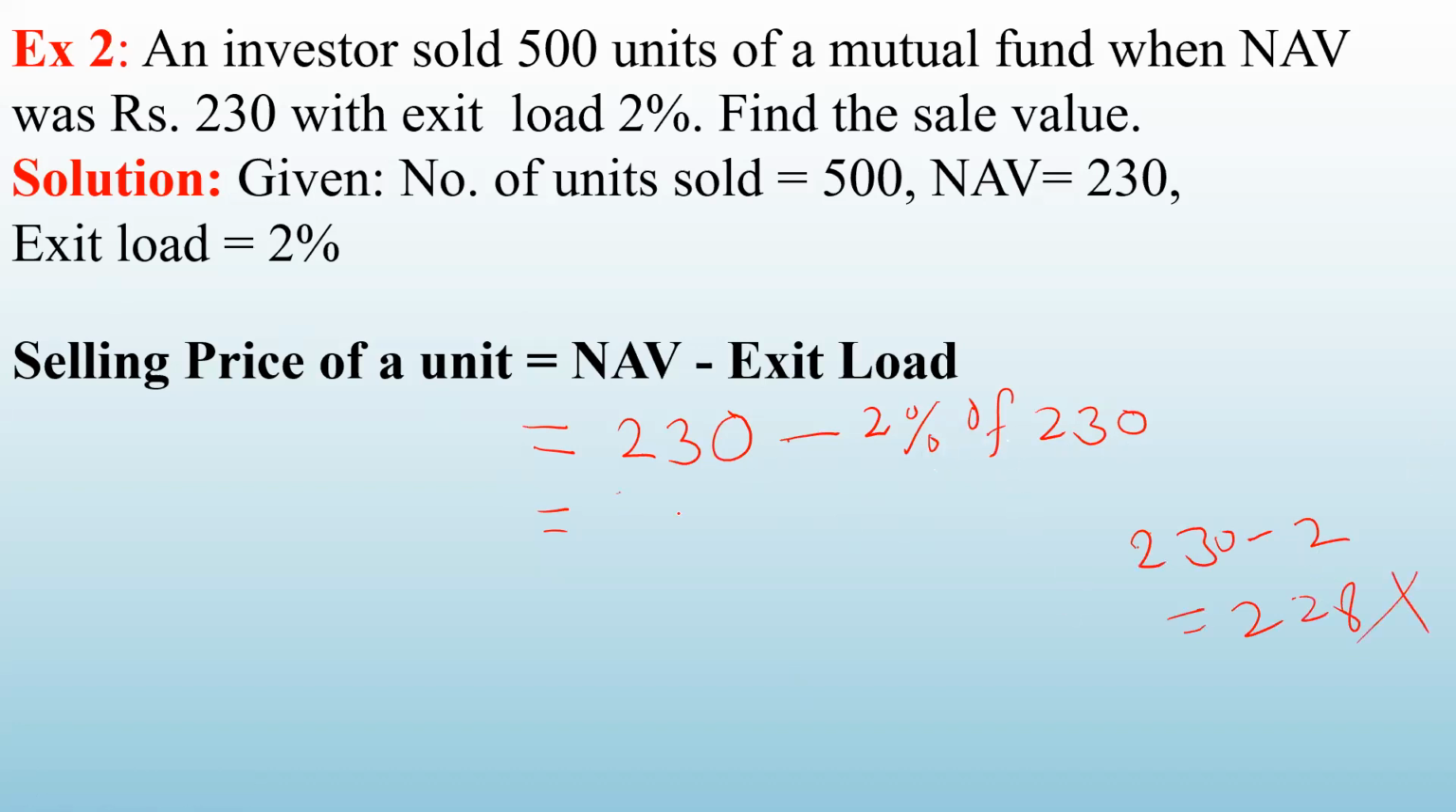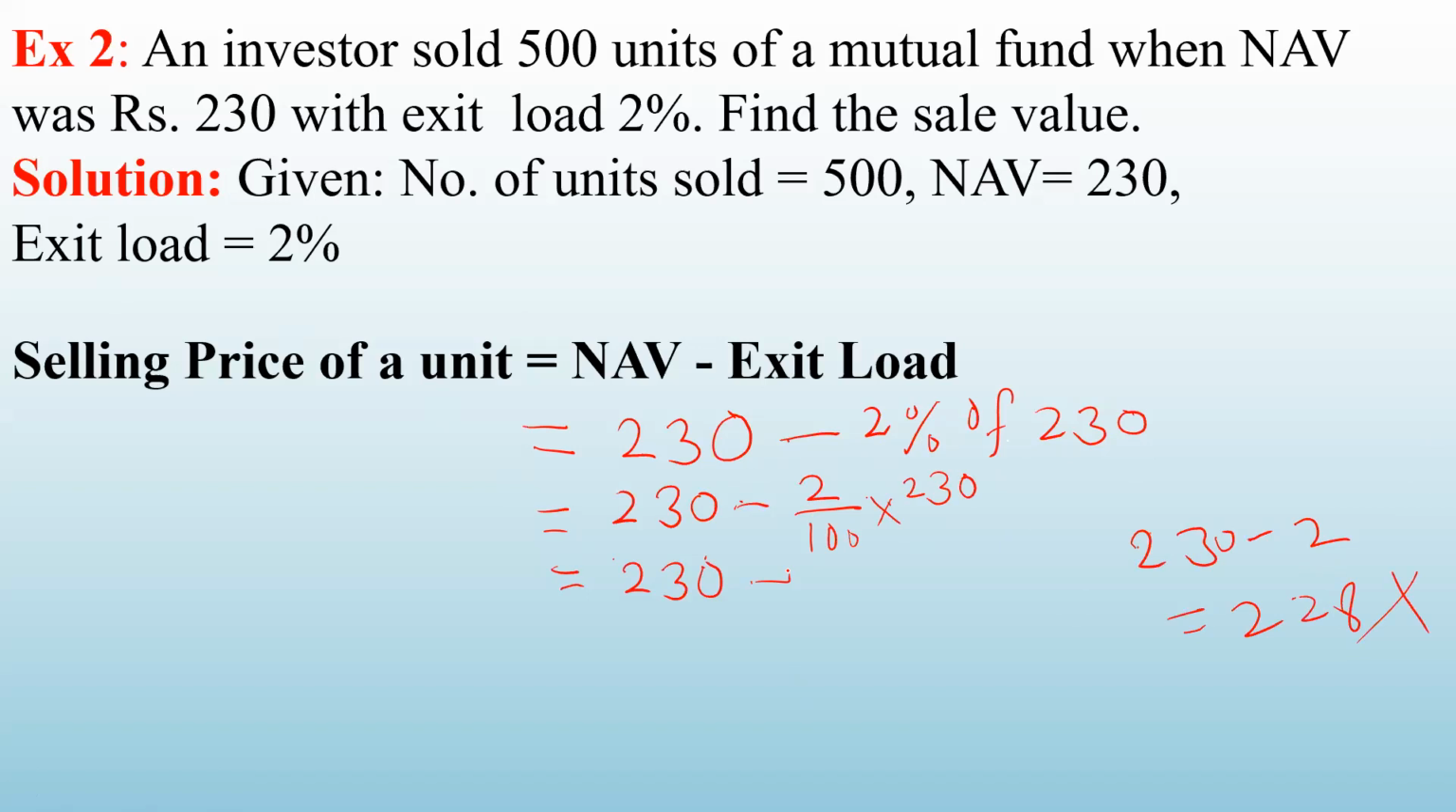Let us calculate and see what we will get. So 230 minus 2% means 2 upon 100 into 230. Okay. So calculate what we will get. 2% of 230. That means how much is it? Use your calculator.